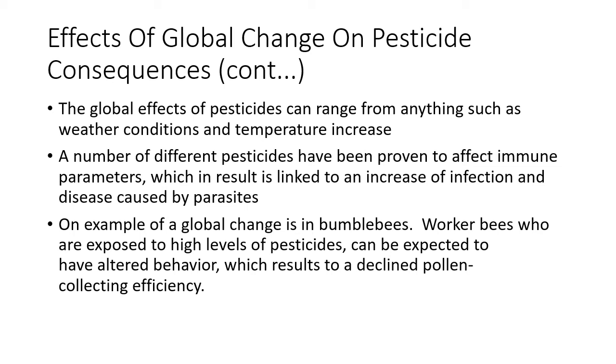Worker bees who are exposed to high levels of pesticides can be expected to have altered behavior, which results in a decline in pollen collecting efficiency. This, in result, affects the pollination and germination of the flowers and creates a honey deficiency, which impacts other populations.